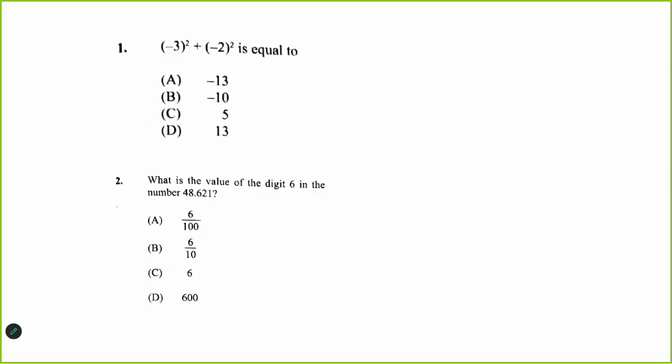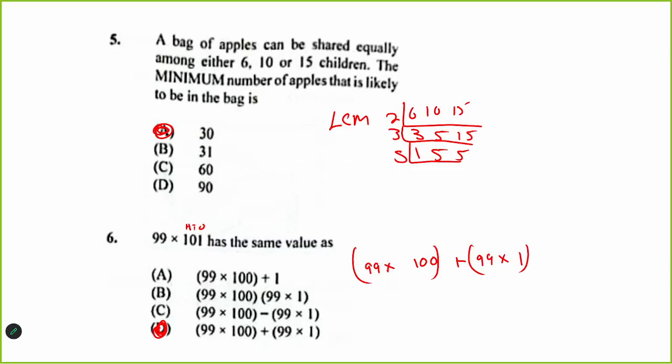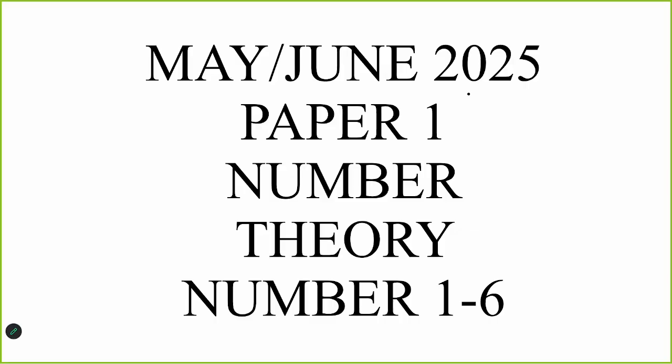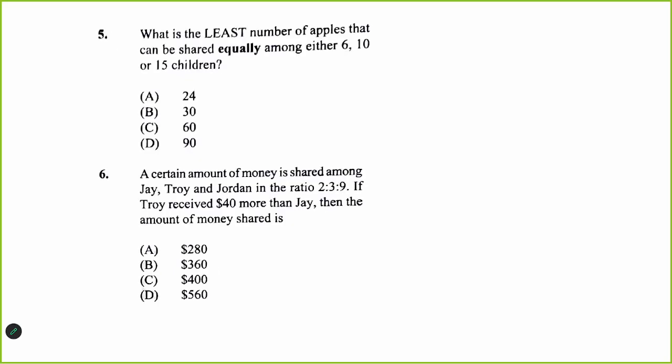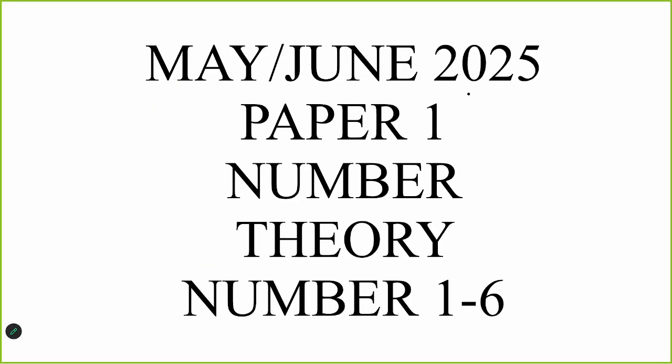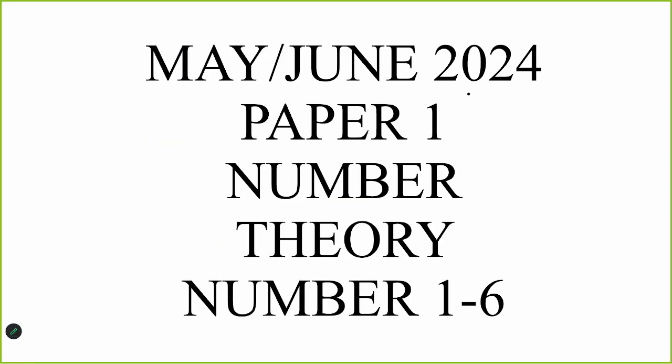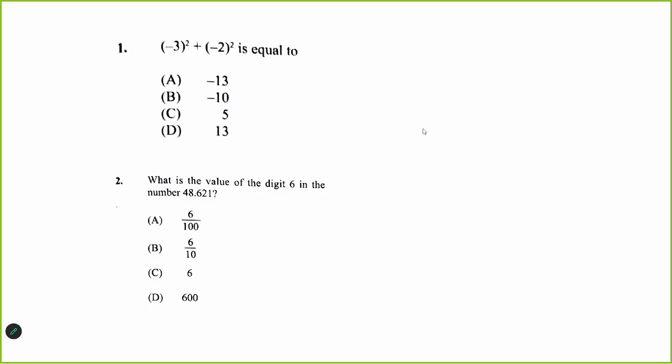Right, this is a repeated one. Okay, and that is the end of January 2025, numbers 1 to 6. Let's look at May, June. This is supposed to be 2024. Alright, we're going to do now May and June 2024, paper 1, numbers 1 to 6.